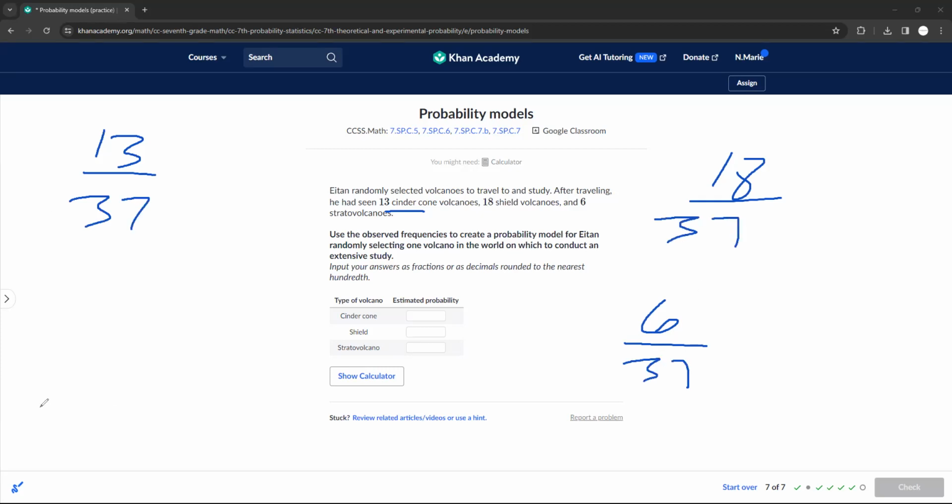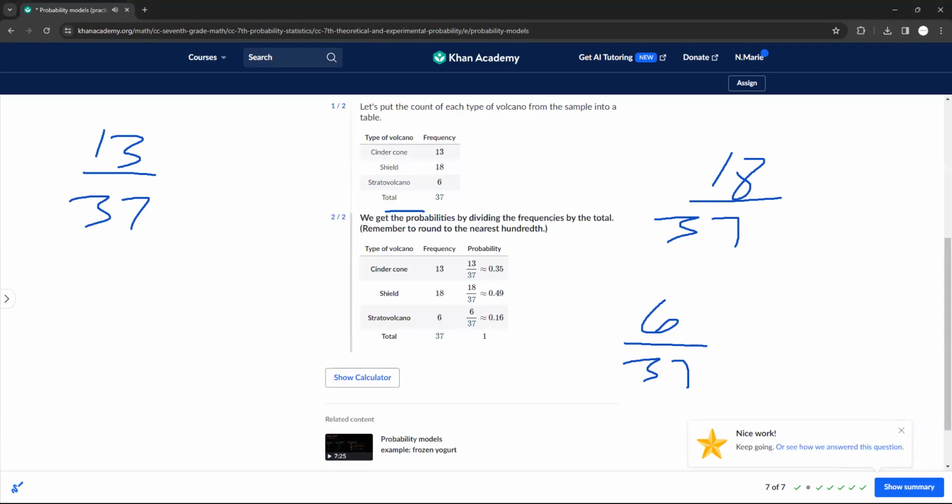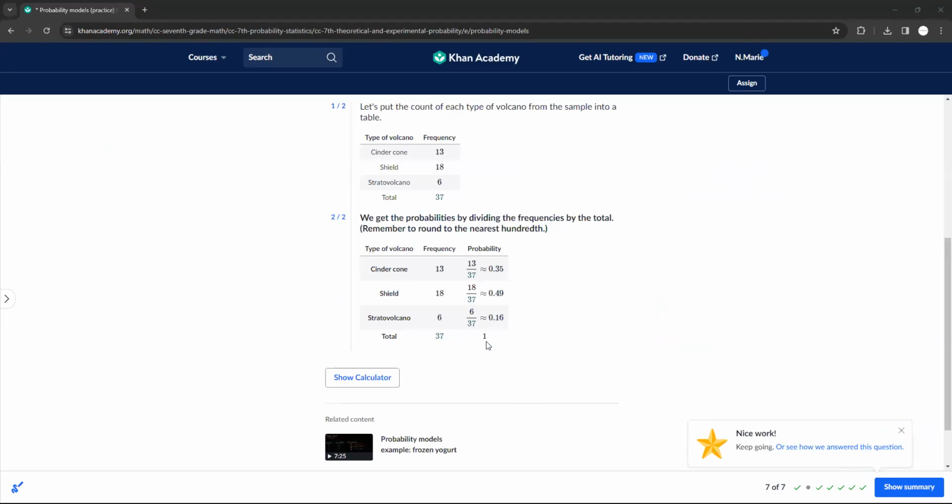Always simplify your fractions if you can. Feel free to convert those to decimals if you like, but make sure you round to the nearest hundredth as the instructions say. But you can just leave them as fractions. If you want to put them as decimals, there they are. Very simple. And if you were to add all those up, you would get 1, which would be 100%.